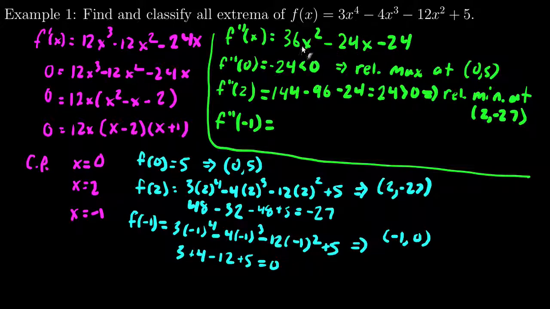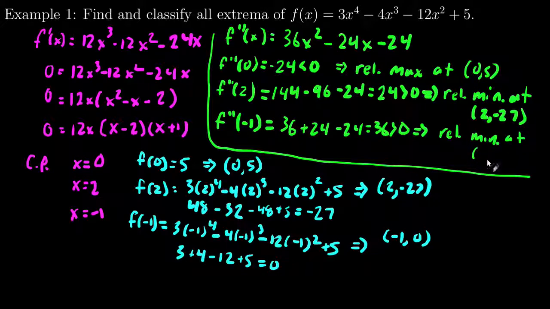And I can do the same type of work for the second derivative evaluated at negative 1. So in here, negative 1 squared is 1 times 36 is 36. Negative 24 times negative 1 is plus 24. I have a minus 24. This is going to be 36. This is clearly greater than 0, concave up, which means we have another relative minimum at negative 1, 0.